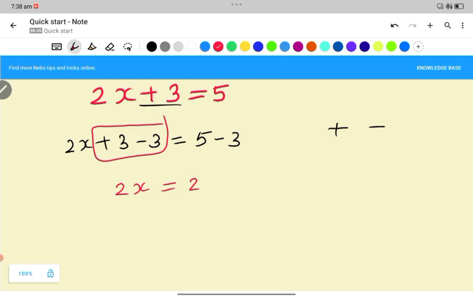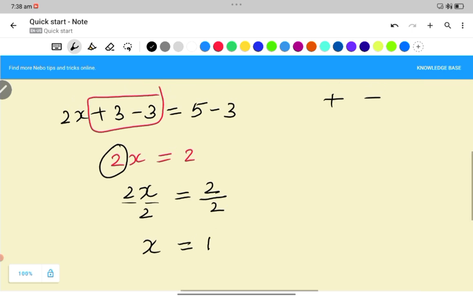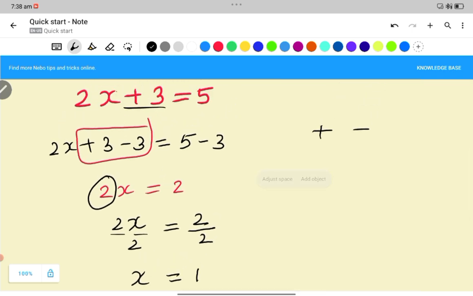Then here we have to keep the variable term on one side of the equation and eliminate the constant term. Here the constant term is 2. We have to eliminate this 2. Here 2 is multiplied with the x, so we have to do the opposite operation to eliminate this 2. The opposite of multiplication is division. Divide by 2 on both sides. 2x by 2 is equal to 2 by 2. So LHS becomes x, which is equal to RHS, which is 1. So x equal to 1 is the solution of the given equation.